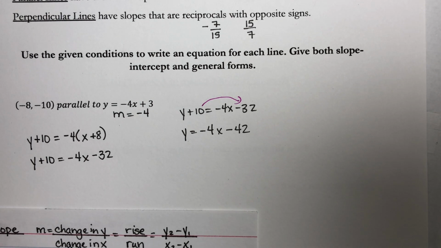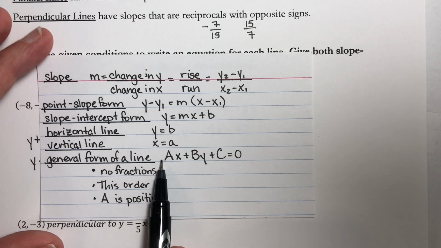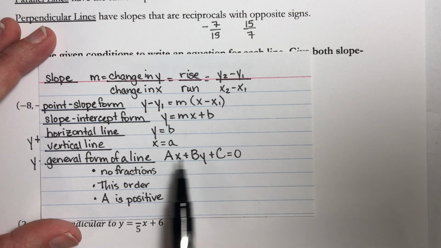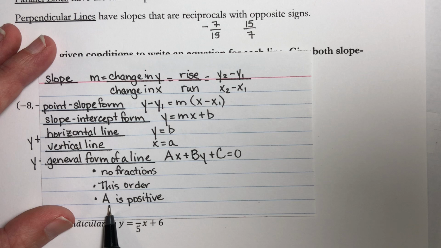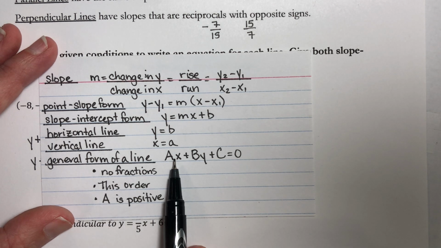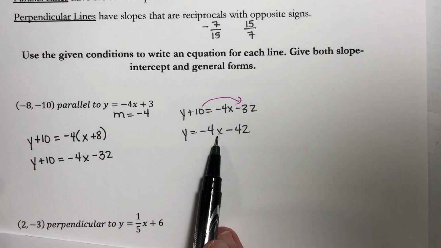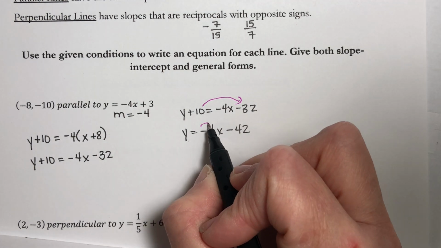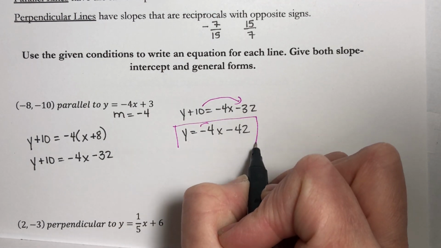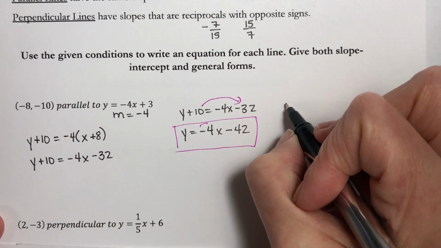Okay, so now let's get this into general form. For general form, we need everything on the same side, so I need a 0. And I also want my A to be positive. A is the number in front of x. Right now, my number in front of x is negative. So what I'm going to do is I'm going to move both of these. This is one answer, okay? Let me rewrite it before I mess things up.